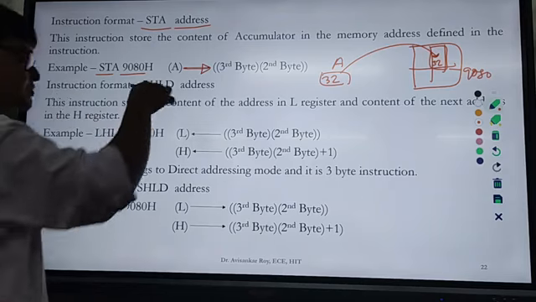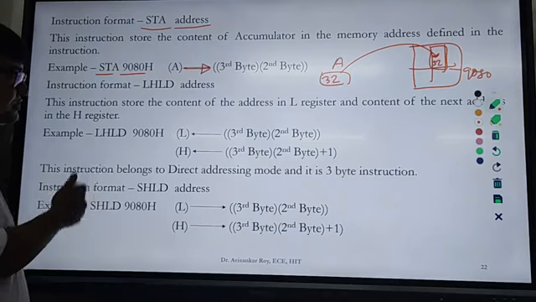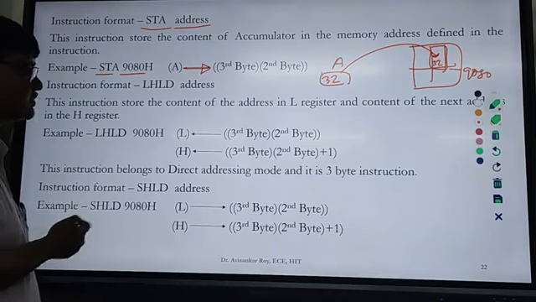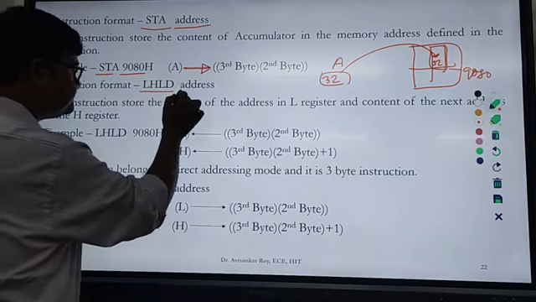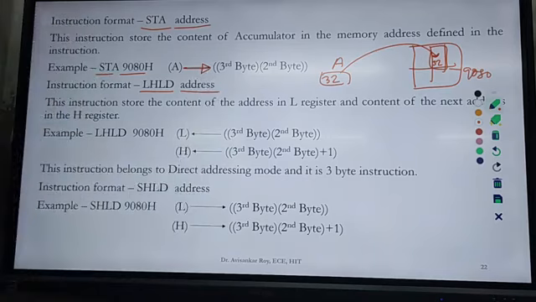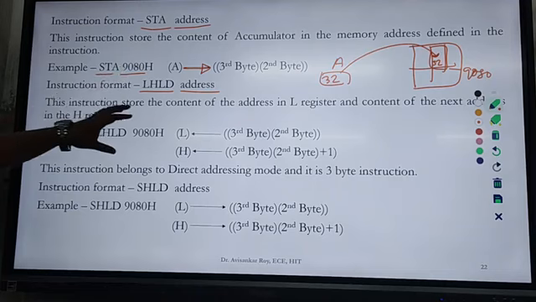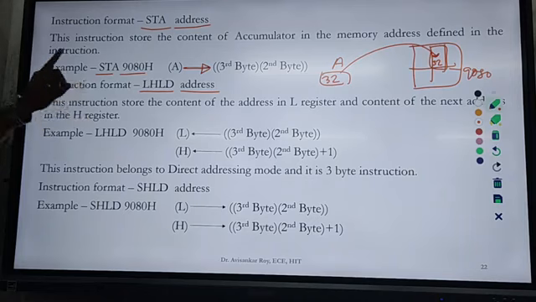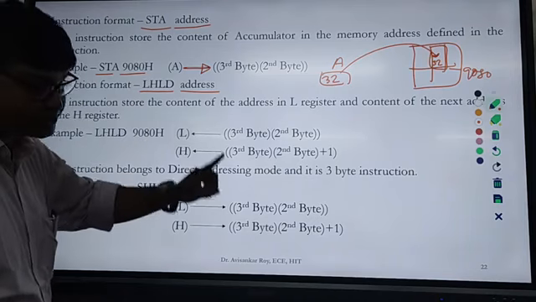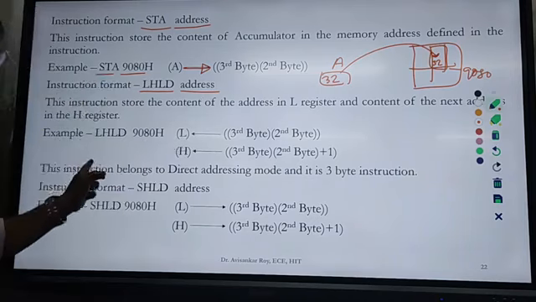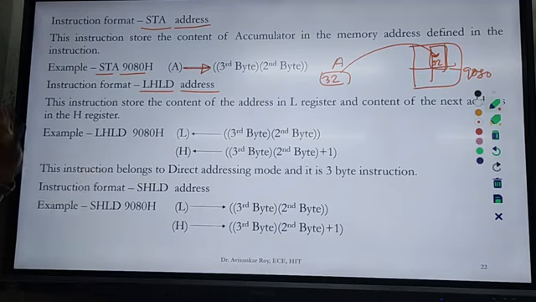The next instruction, which also belongs to this data store group, is LHLD address. LHLD address means the content of the address defined here will move to the L register by default, and the content of the next memory location will transfer to the H register by default. LHLD instructions are directly related with H and L only.